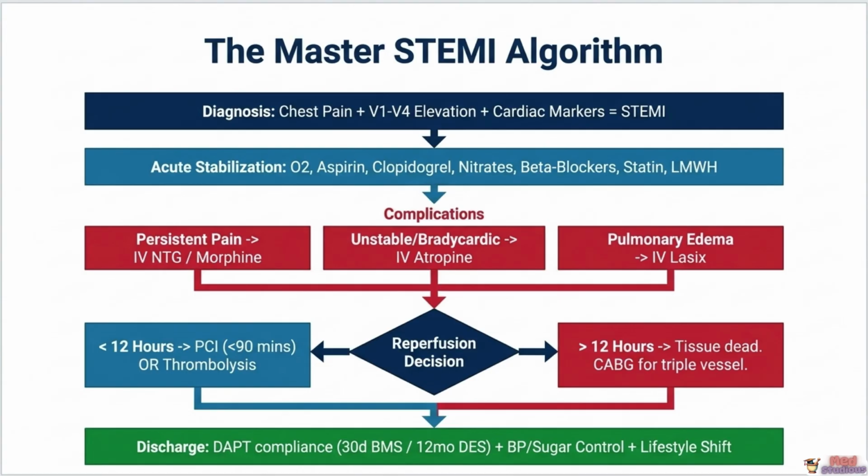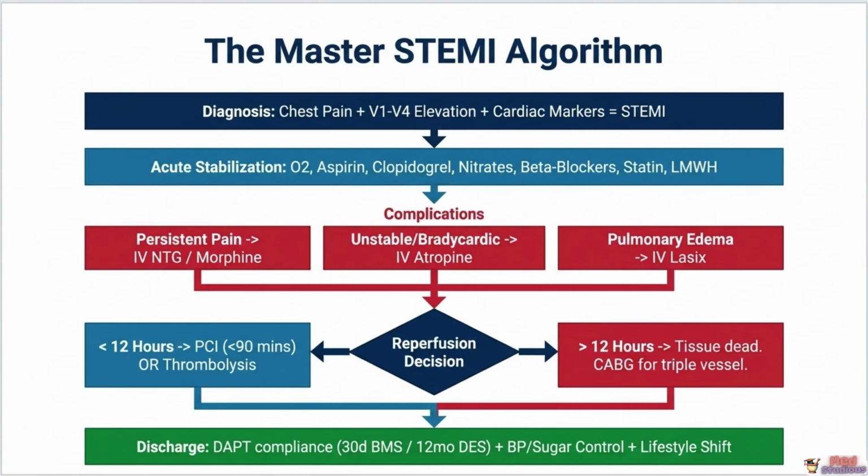Step 3 is the reperfusion decision, the pivotal time-sensitive bifurcation. Within 12 hours, activate the cath lab and perform PCI within 90 minutes. If PCI unavailable, administer thrombolysis. Beyond 12 hours, myocardium is irreversibly dead. PCI and thrombolysis are ineffective. If triple vessel disease is identified, refer for CABG.